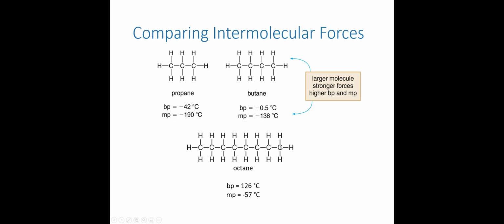Let me compare that to octane, which now has 8 carbon atoms and many more hydrogens than propane or butane. And now you'll notice that the boiling point has gone up substantially. So the larger it gets, that's what we expect. What is octane at room temperature? Well, room temperature is 25, so that's between the boiling point and the melting point. Octane should be a liquid.